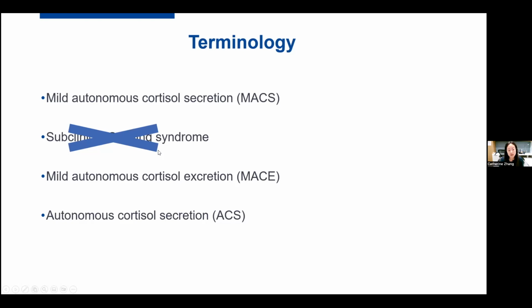And then if you look at the adrenal nodule literature, there's some other terms that are used interchangeably with MACS, including mild autonomous cortisol excretion, MACE, or autonomous cortisol secretion. So MACS just tends to be my personal preference, and it's also the term that's used in the new updated adrenal nodule guidelines that were just published earlier this year.